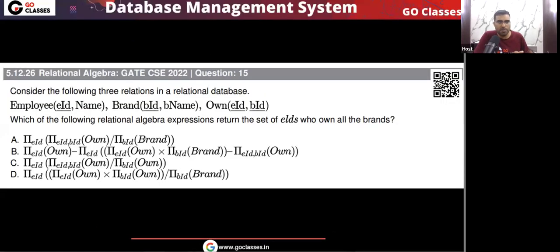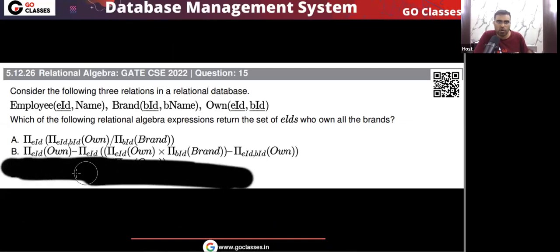What about option B? We have seen that options C and D are wrong. Option A is correct, we have seen that. What about option B? Let me know. Option B is also correct.